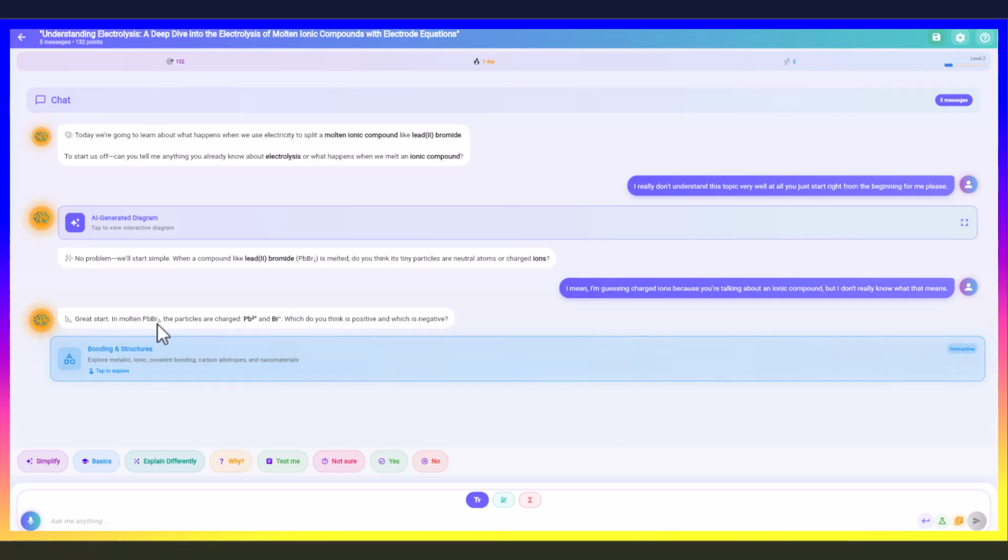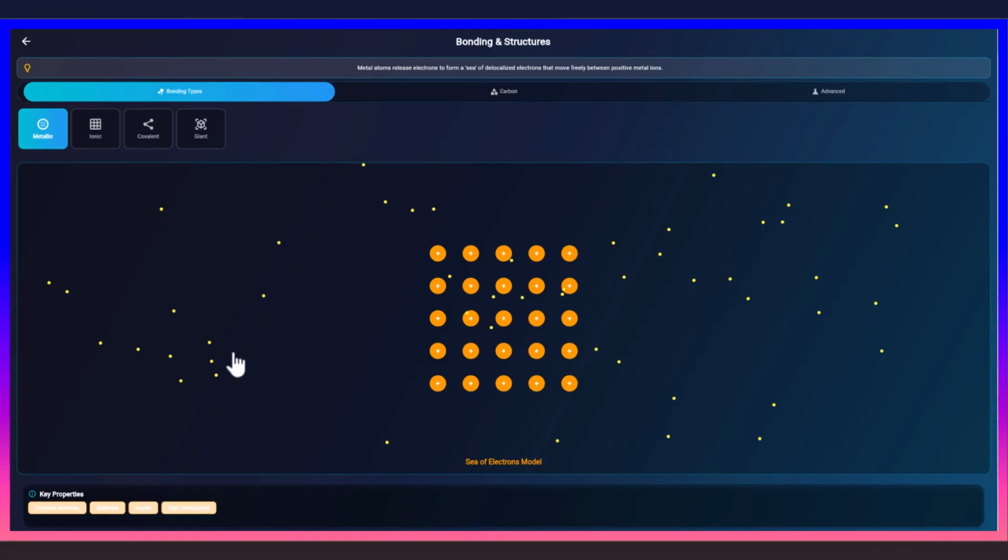Great start. In molten PbBr2, the particles are charged, Pb2+ and Br-. Which do you think is positive and which is negative? Okay, it's kind of showing me there. So I've asked it to be very much starting from basics. Let's have a look in there.